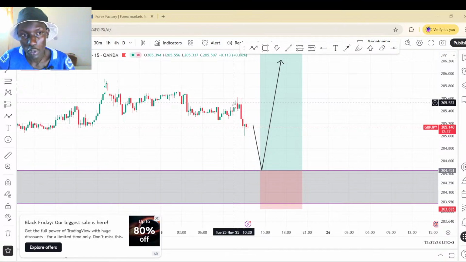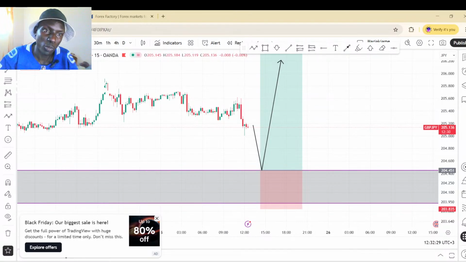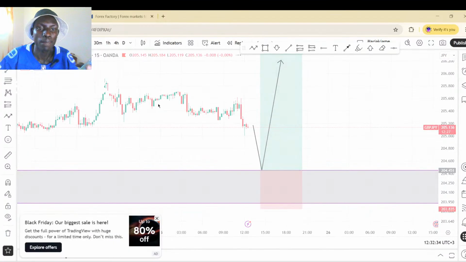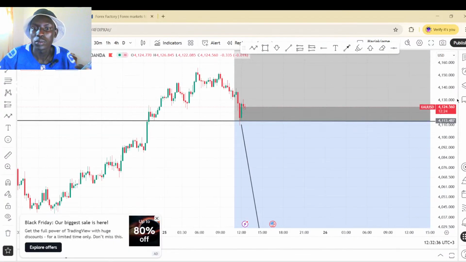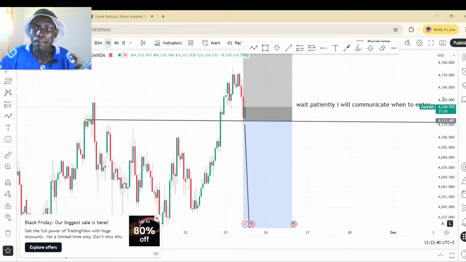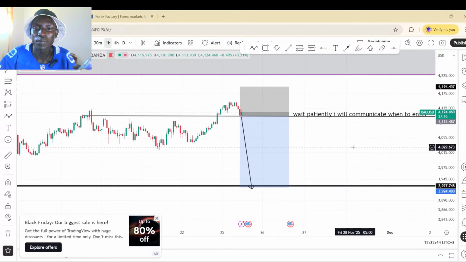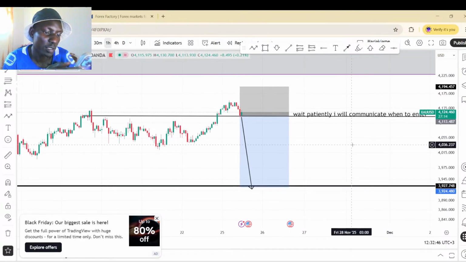So that is what we are waiting for on GJ. It's different from what we are waiting for on Forex. This is our gold right here.